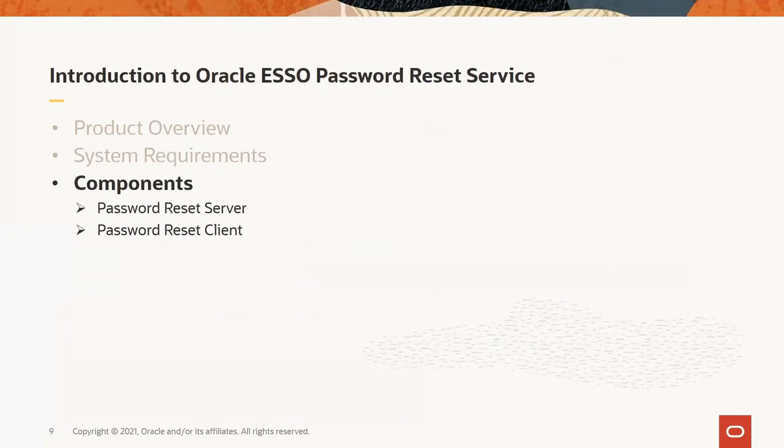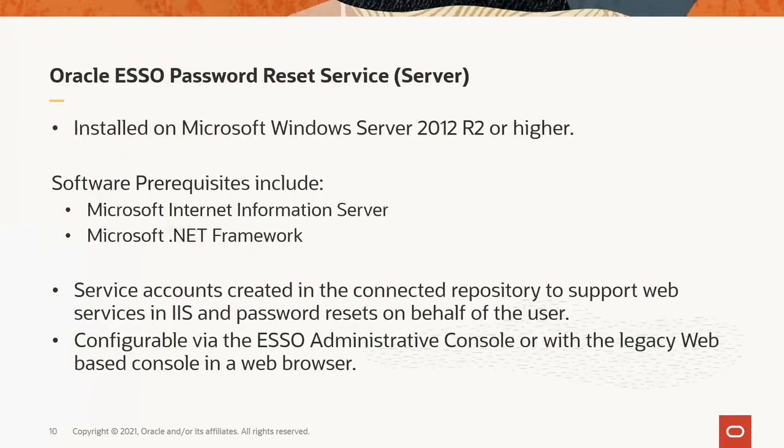Let's break down the components of the Password Reset service. It consists of a server-side component called Password Reset Server and a client-side component called Password Reset Client. The first component of the Password Reset service is the Password Reset Server. It's installed on a Microsoft Windows Server, which can be 2012 R2 or higher, along with the prerequisite software features, which include Microsoft Internet Information Server, also known as IIS, which provides the web service URLs for accessing the password reset web server.